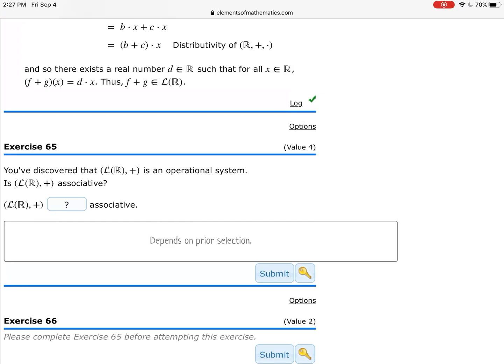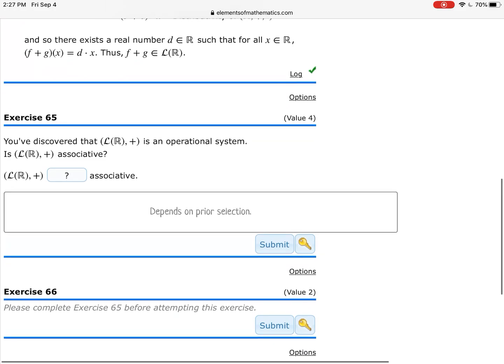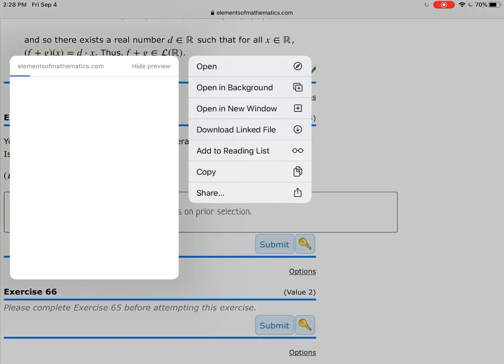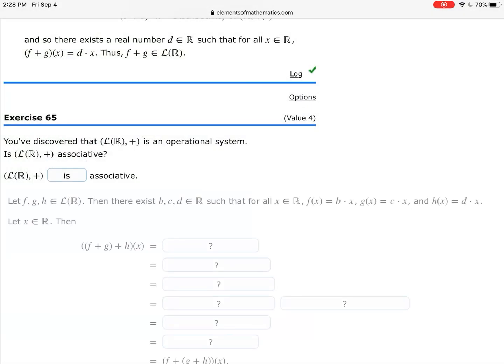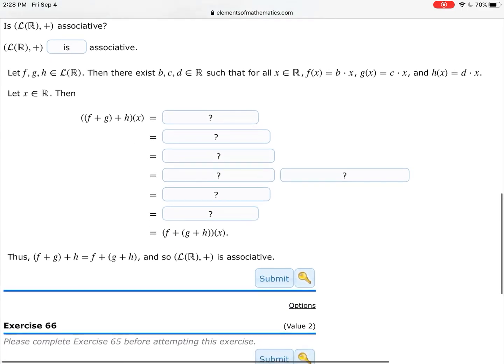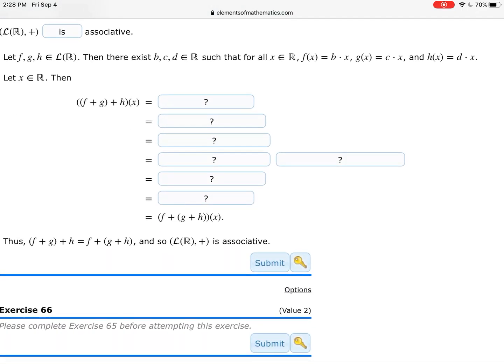So let's move on down to 65. And as you go to complete 65, it says you've discovered that, yes, addition of those linear functions in real numbers is an operational system. Do you suppose it'll be associative? Spoiler alert. It is associative. Sorry, hit the wrong thing there. There we go. And great, we got this long proof to fill out.